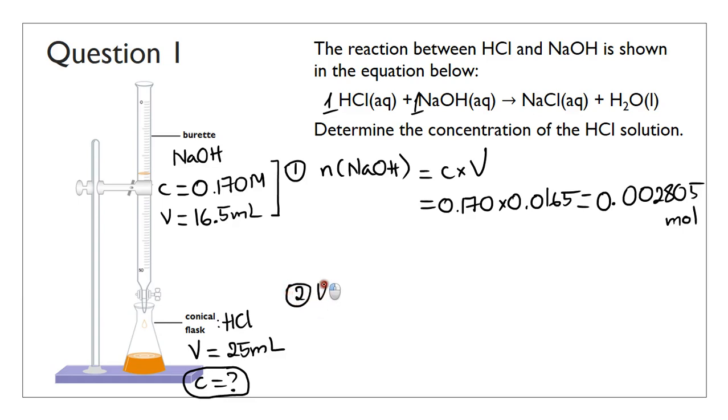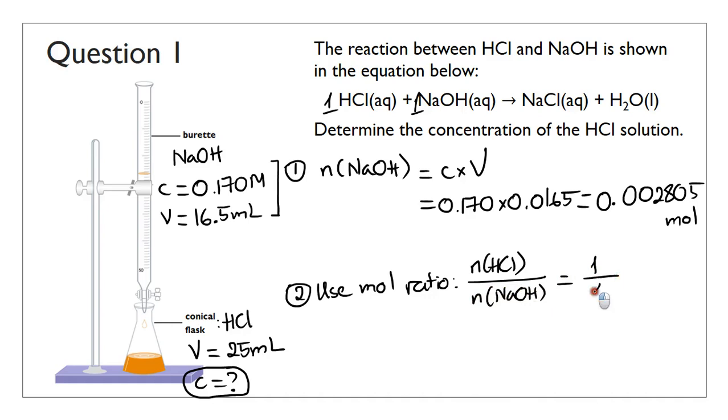So I'm going to use mole ratio here because I have the equation. I mean, you don't have to use mole ratio, it's 1:1, but for the sake of consistency, I'm going to write unknown. I need to find the number of mole of hydrochloric acid, and I have the number of mole of sodium hydroxide, and it's a 1:1 ratio according to the equation. So the number of mole of hydrochloric acid must be the same as the number of mole of sodium hydroxide, so it's just 0.002805 mole.